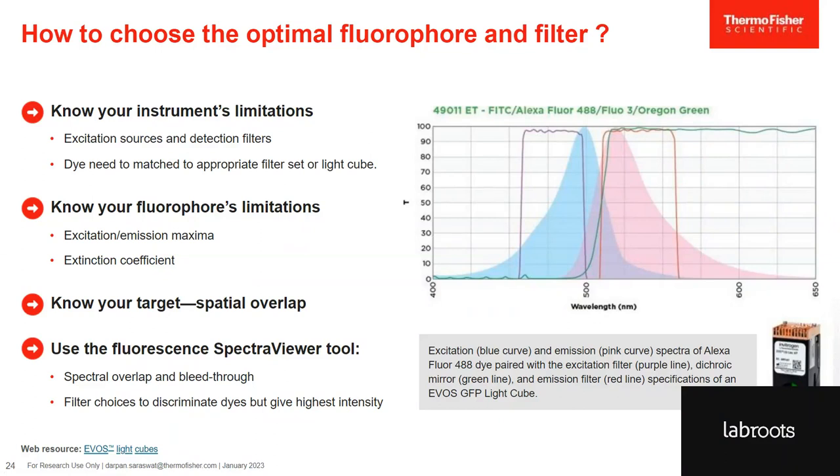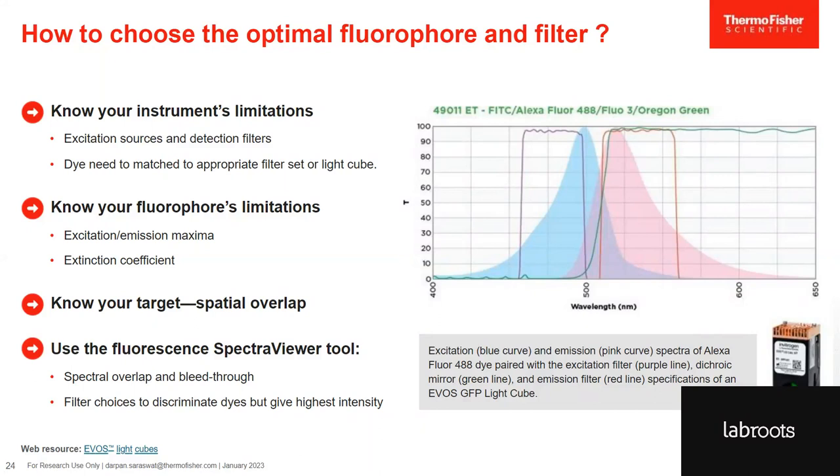Third, it's very important to know your target. Is there any spatial overlap between your targets? Are you going to do a multiplex experiment with targets located in the same subcellular compartment? It's very important for you to know about that. Last, use the fluorescence spectra viewer tool. It will give you an idea about the spectral overlap and bleed through between the different fluorophores. And you are in a position to choose better fluorophore and dye combinations for your experiment.